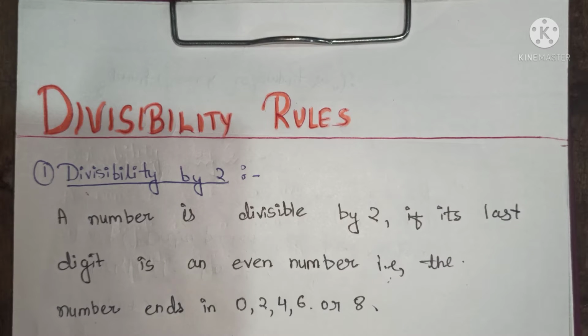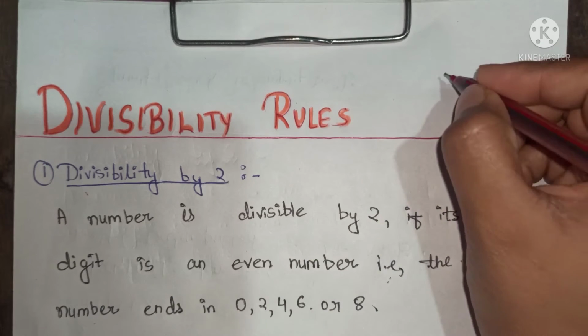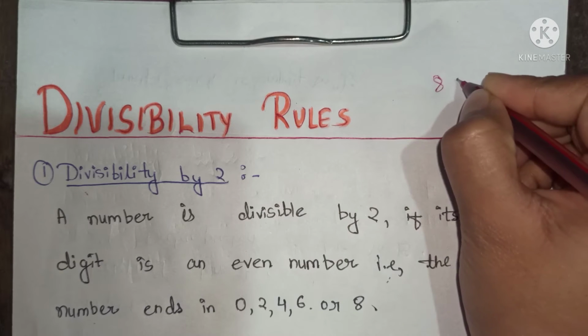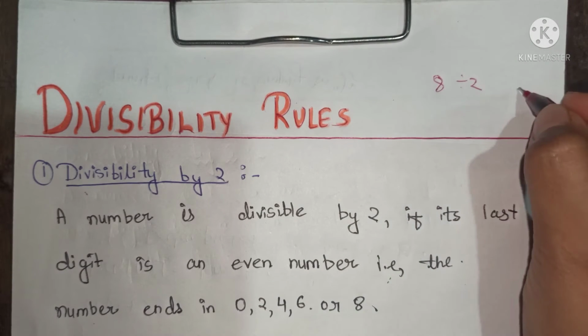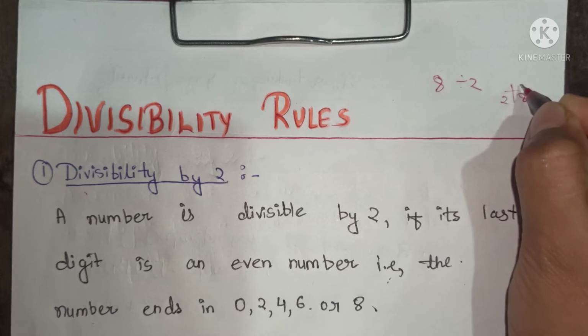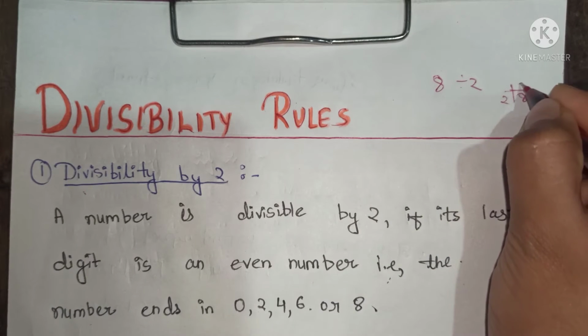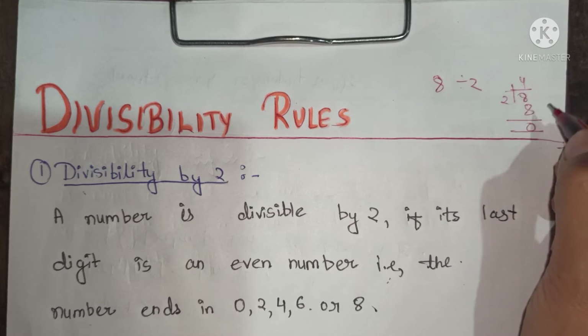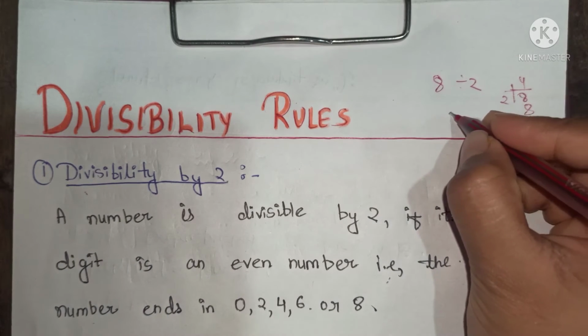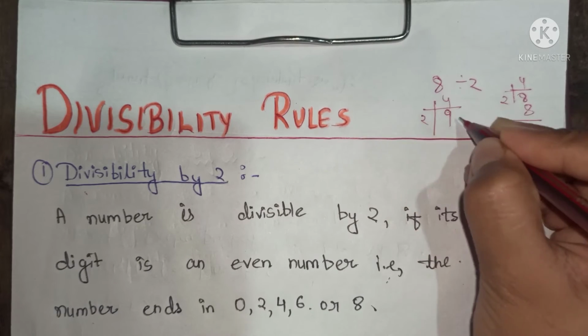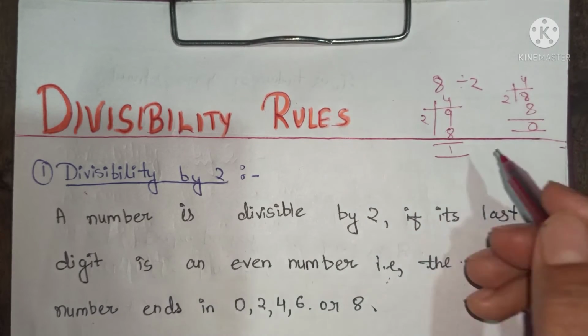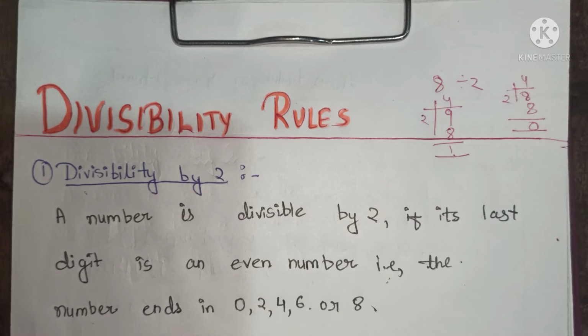Children, see, divisibility rules are used to check whether the given number is divisible by another or not without dividing. So if I ask you, is 8 divisible by 2? What we have to do? We have to divide, and then only we can say whether it is divisible by 2 or not. If the remainder is 0, then we can say yes, 8 is divisible by 2. Now if I ask you, is 9 divisible by 2? You will again divide it. You will get 1 as the remainder. So since the remainder is 1, since it is not 0, we can say that 9 is not divisible by 2. Okay?